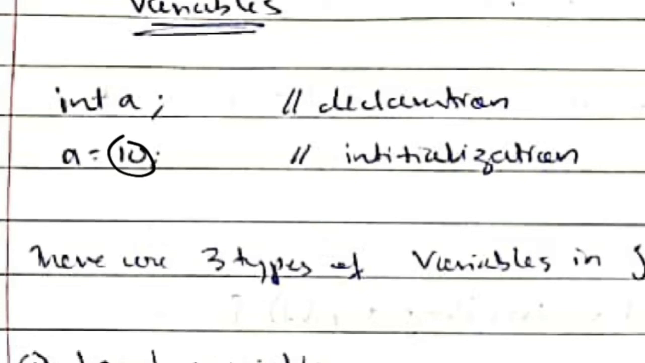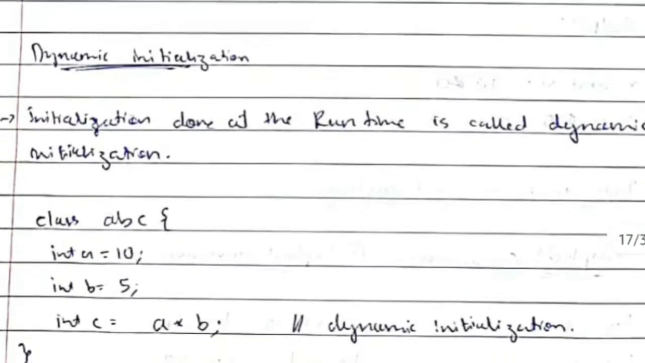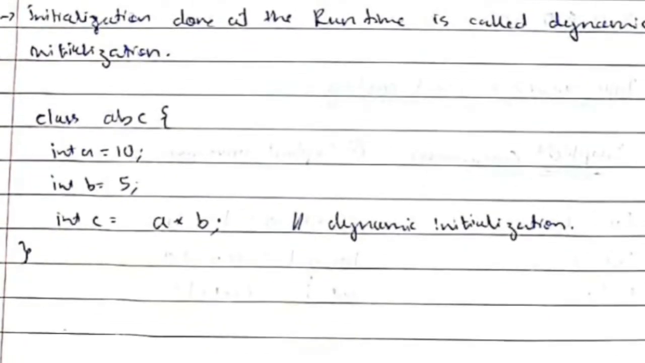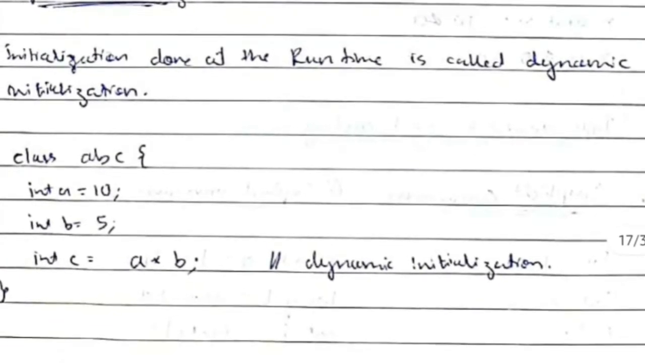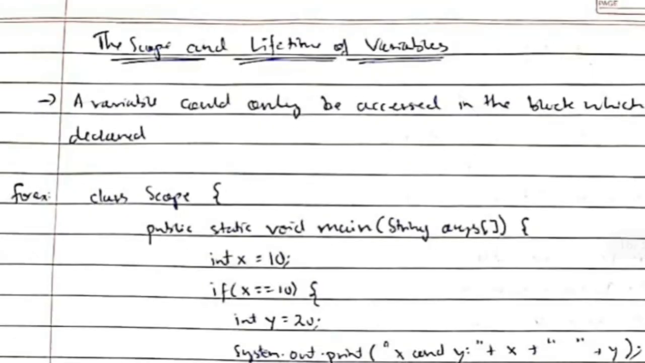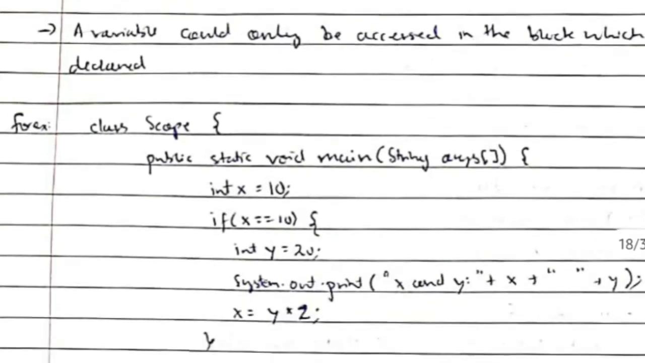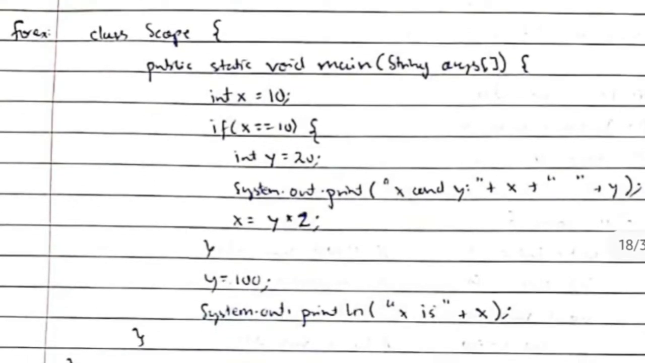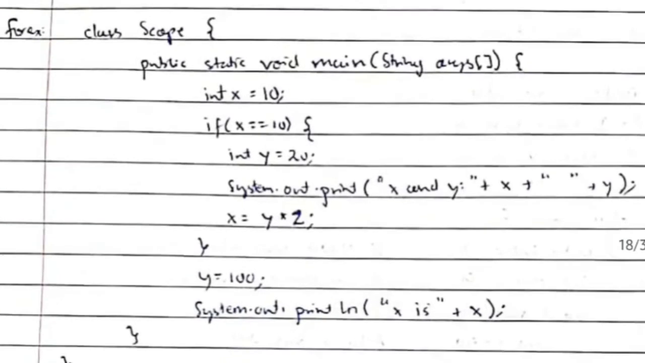Okay, before the program runs, the value of A is determined, so that's known as non-dynamic. And if the value is determined during the runtime of the program, that's called dynamic initialization. Okay, coming to scope and lifetime of variables, the variables can be accessed only in the block in which it is declared. To make it more clear, consider an example here.